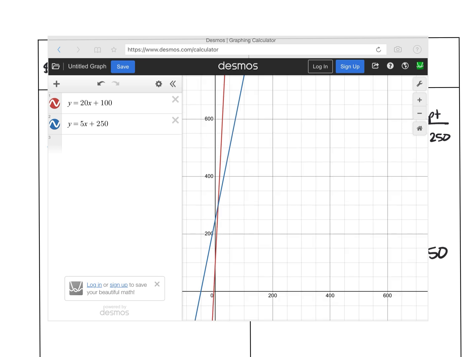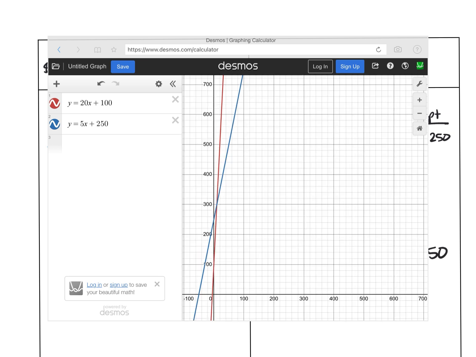Now I don't really need to see negatives. So sometimes I like to zoom into a realistic window because again, we're talking about visits. So I don't need to see negative numbers. And I can see where they cross. And Desmos is really a neat tool because I can just click on that point of intersection and Desmos will label it for me. So you can see I clicked on it and Desmos labeled it with (10, 300), which matches up with our table because we saw that that point was on both tables.